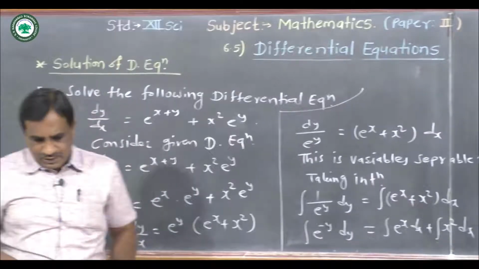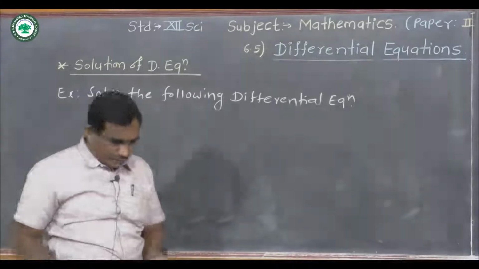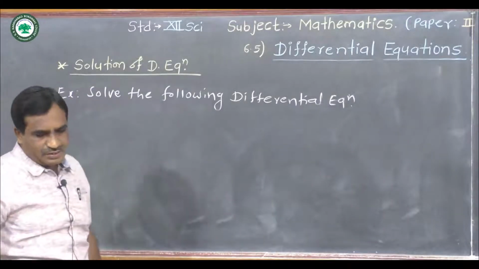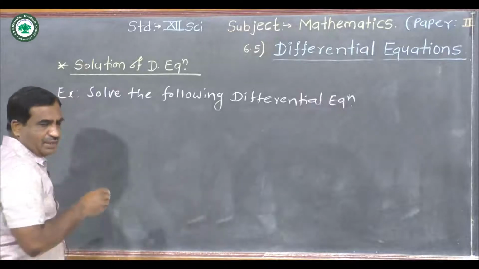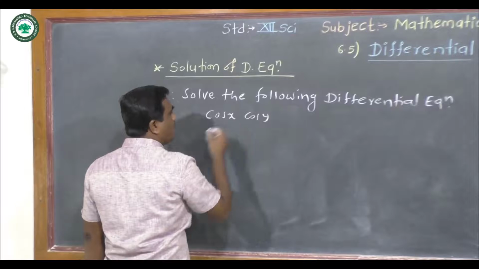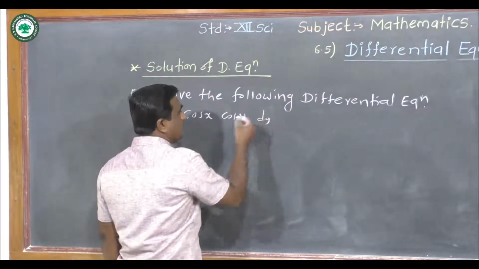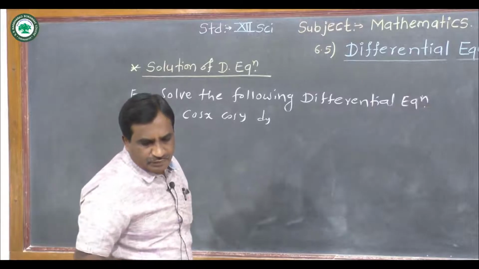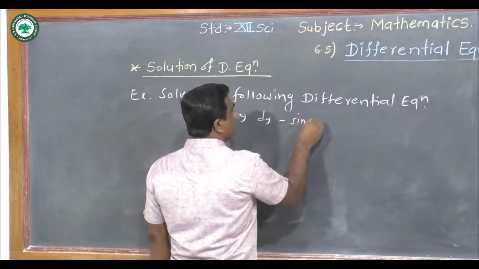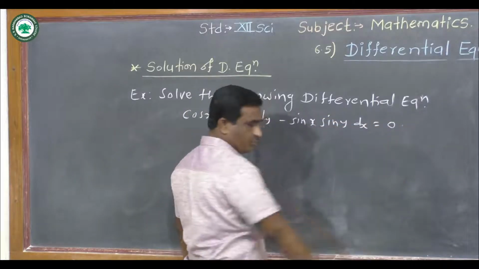Now we see one more example. The problem is the same: solve the following differential equation. The differential equation is cos x into cos y into dy minus sin x into sin y into dx is equal to 0.